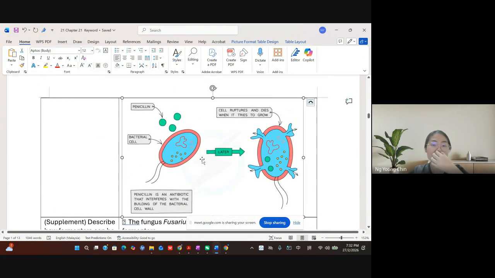Okay, these antibiotics will just target the cell wall. The bacterial cell has a thick cell wall, and then it will rupture. How does it rupture? Because penicillin can penetrate the bacterial cell wall by making a hole. If there are holes, the contents will leak out.